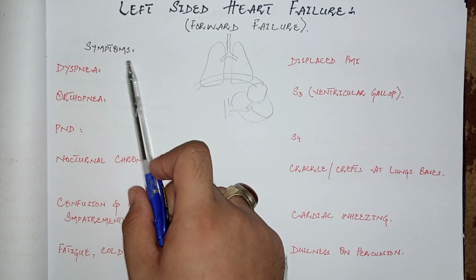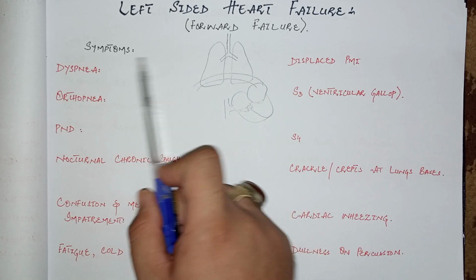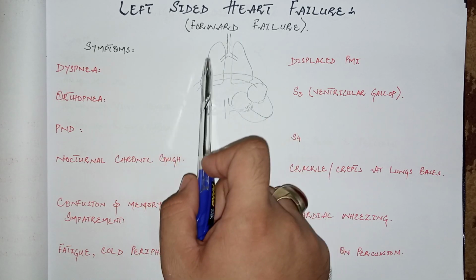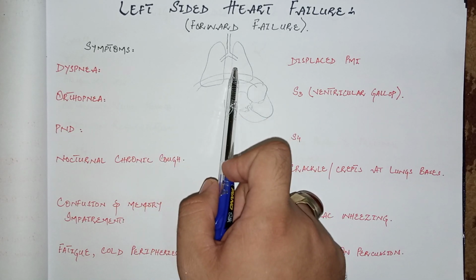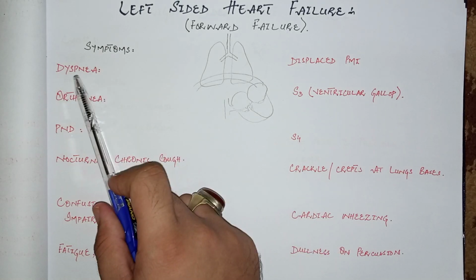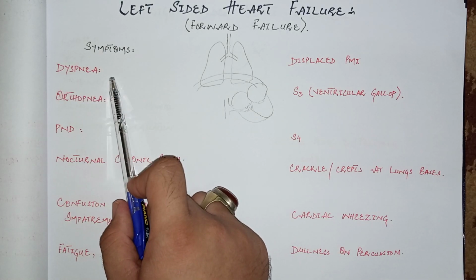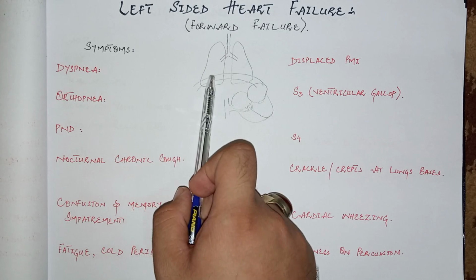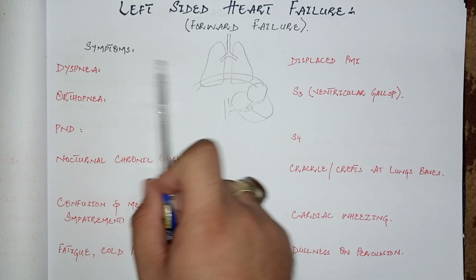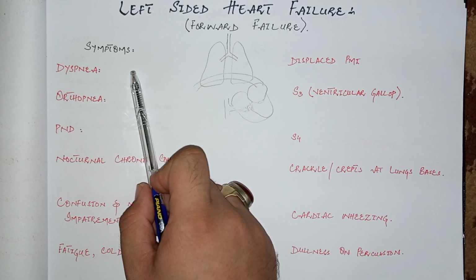Now come to the symptoms. As we have discussed previously, most of the symptoms in left sided heart failure are because of the pulmonary congestion. The most important symptom is dyspnea, or difficulty in breathing. This is because of the pulmonary edema and pulmonary congestion. The patient has difficulty in breathing.